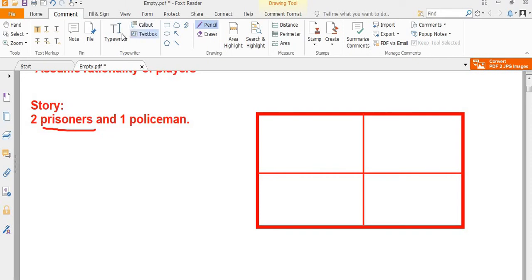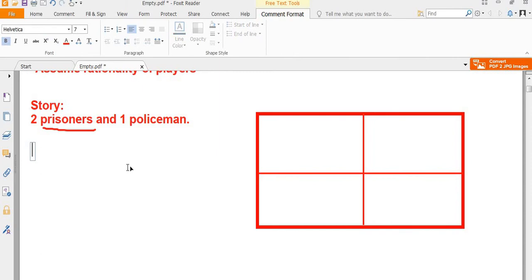So what was exactly the promise? Now let me write down the promise. So the promise was as follows. This was the promise made to each prisoner.